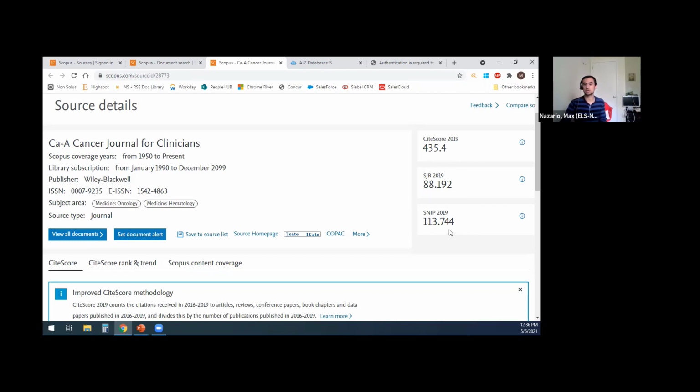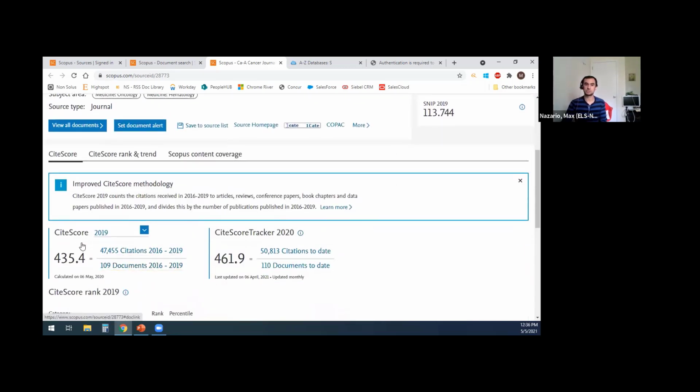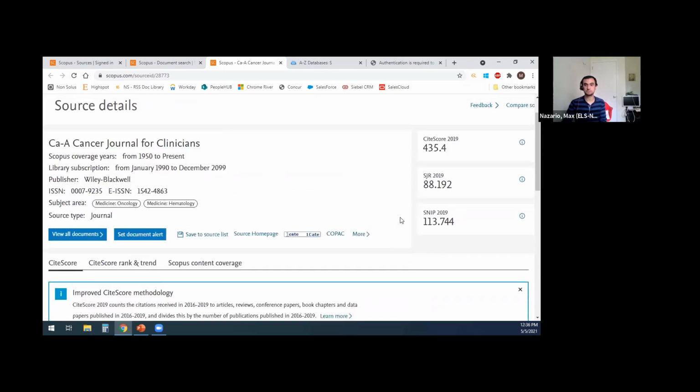CiteScore, SJR, and SNIP. So these are essentially measures of impact and prestige for a journal. CiteScore is comparable to a journal impact factor, which other people may be a little bit more familiar with. But CiteScore has its own methodology, which it talks about a little bit here. So essentially, it's taking the number of citations in the last 4 years and dividing those by the number of documents that were published in that journal over the last 4 years, and that gives you an idea of the CiteScore. 435 is in fact one of the highest CiteScores of all journals that are available within Scopus.